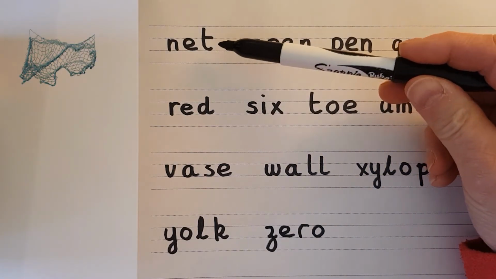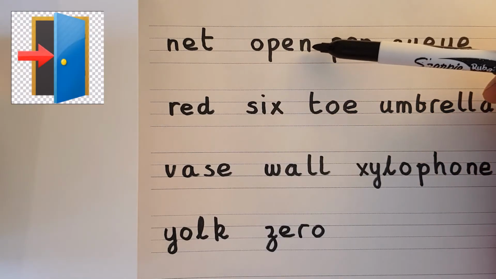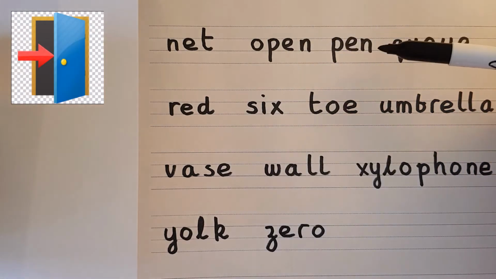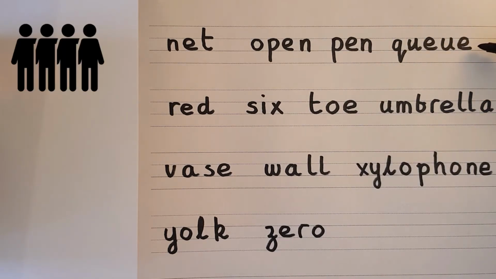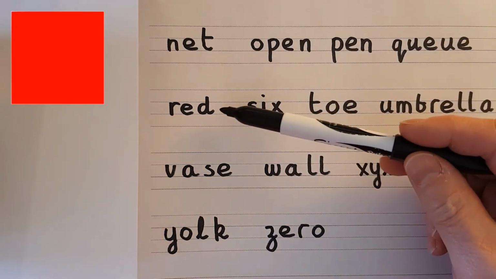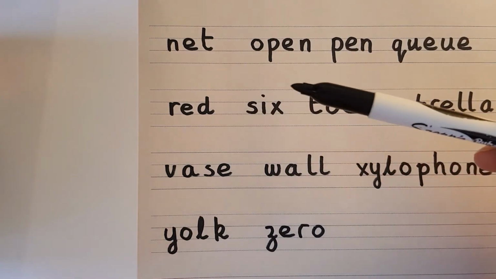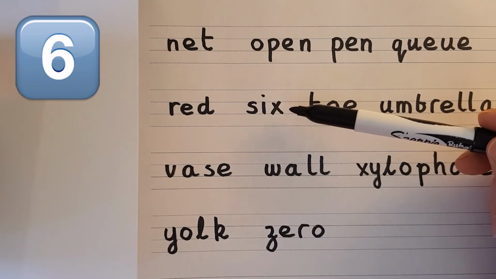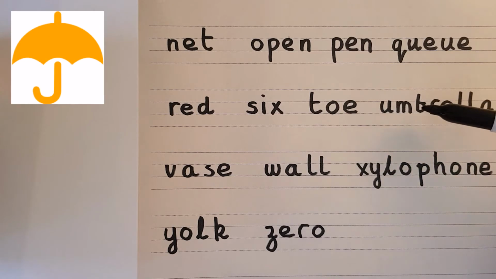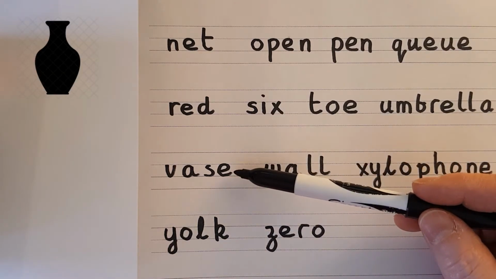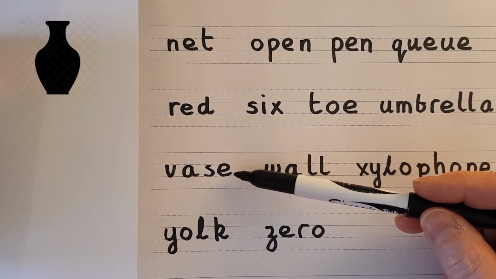Net, open, pen, Q, red, 6, toe, umbrella, vase.